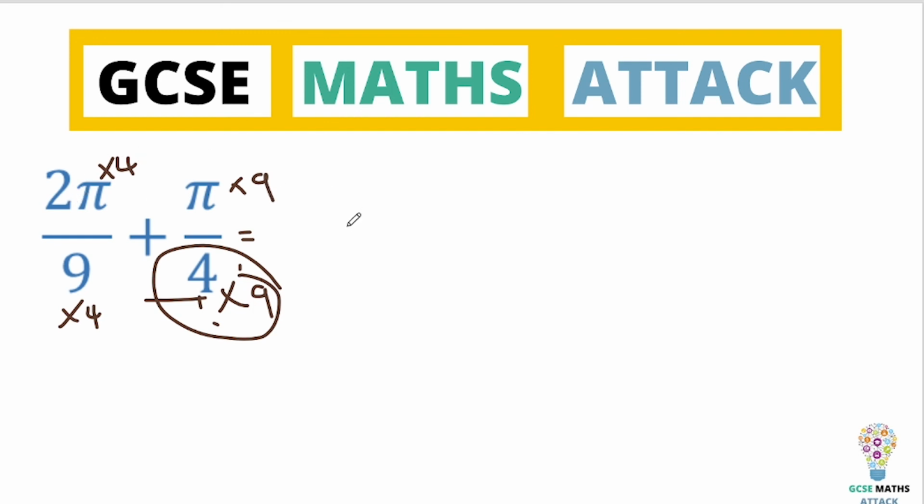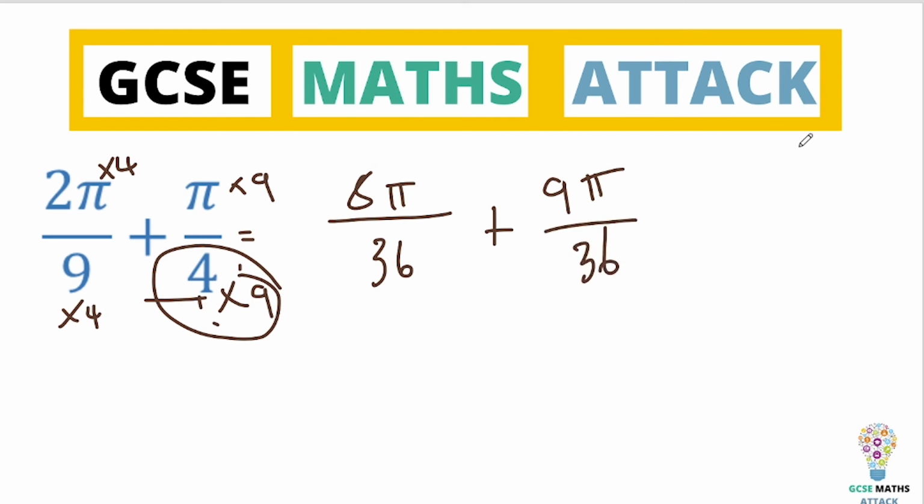So 2 times 4 is 8, and it will be 8 pi. 9 times 4 is 36. Pi times 9 is 9 pi. And 4 times 9 is 36. Right, this is how I'm going to do my adding. 8 and 9 is 17. So it will be 17 pi over 36.